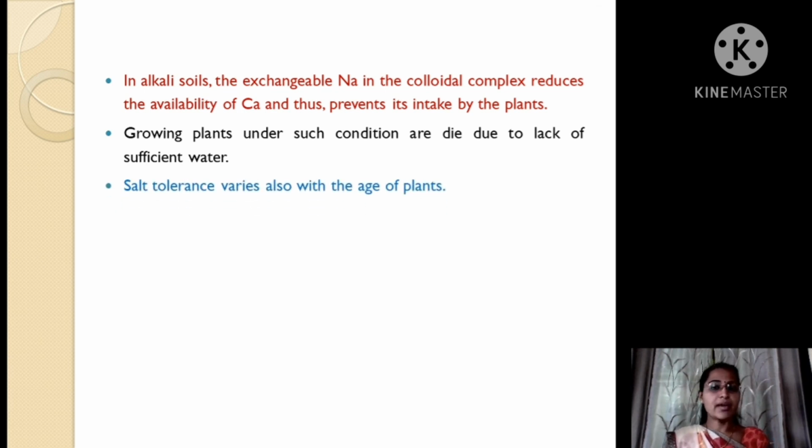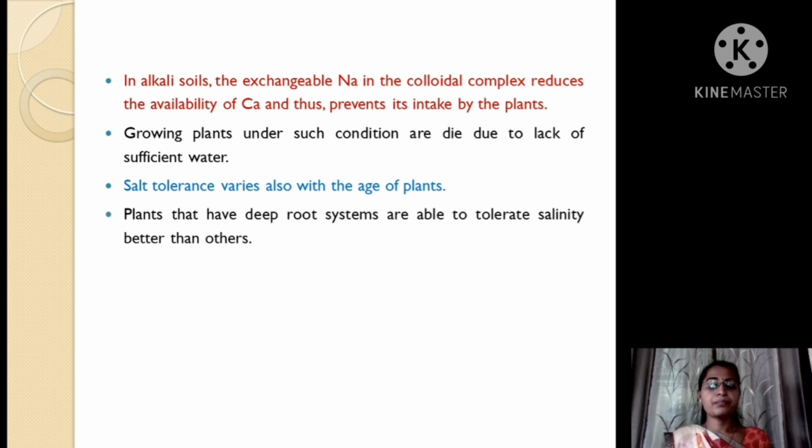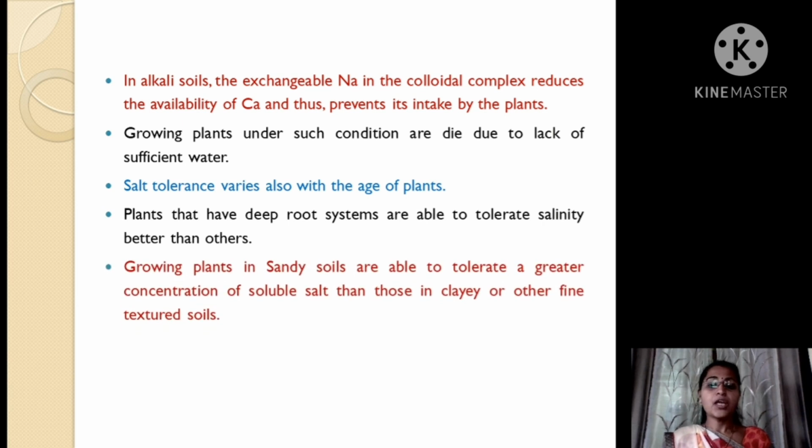Salt tolerance varies also with the age of plants. Plants that have deep root systems are able to tolerate salinity better than others. Plants growing in sandy soils are able to tolerate a greater concentration of soluble salt than those in clayey or other fine textured soils.